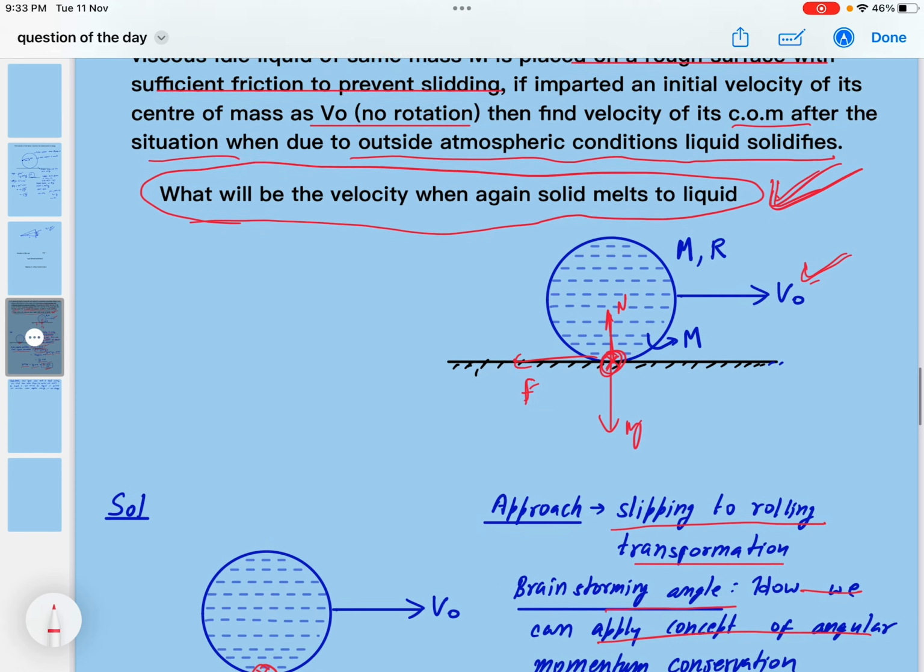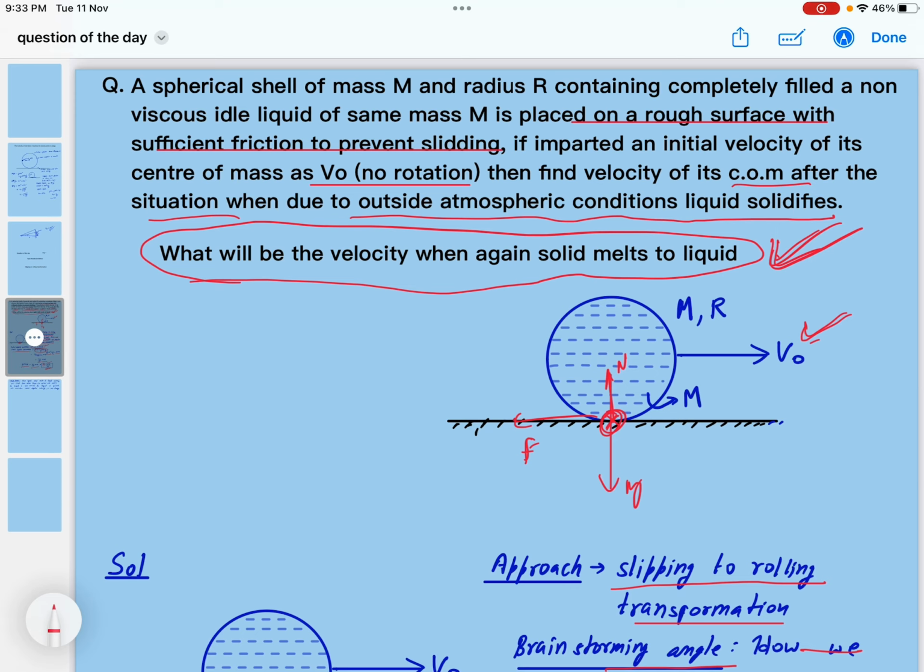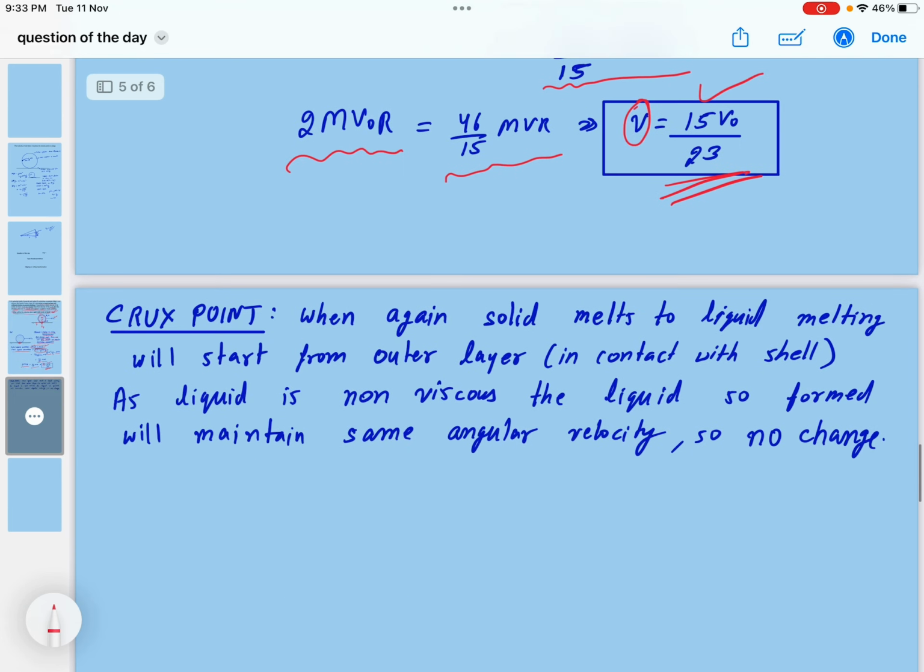And now the second part is a very important part. When again it is melting, then what will happen? So dear students, this melting will happen from the outer surface of the shell. From here melting will start happening, right. So once this is melted, now it is a non-viscous liquid. It is non-viscous liquid, it means with the solid and shell there won't be any interaction anymore, right? So whatever angular velocity this liquid is having, that angular velocity will be maintained in the subsequent motion. So that was our crux point, right?